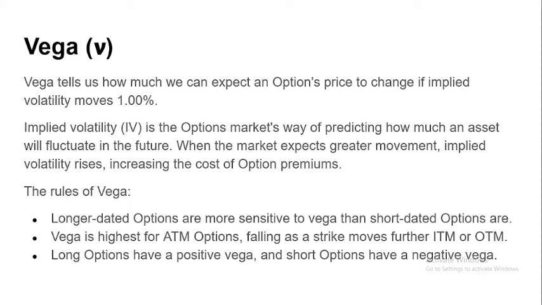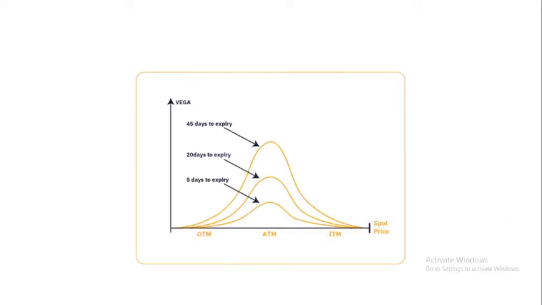The rules of Vega. Long-dated options are more sensitive to Vega than short-dated options are. Vega is highest for at-the-money options, falling as a strike moves further in the money or out of the money. Long options have a positive Vega and short options have a negative Vega.